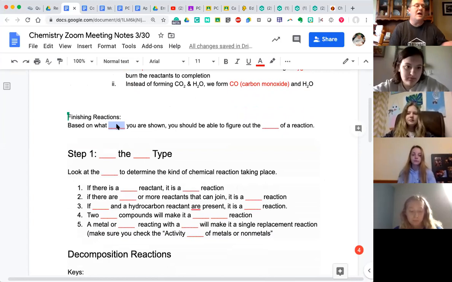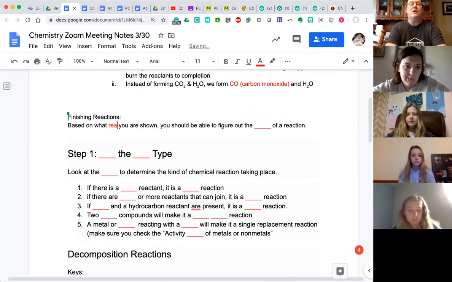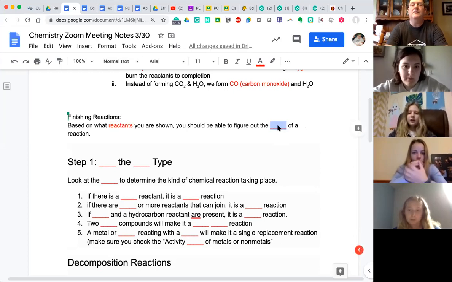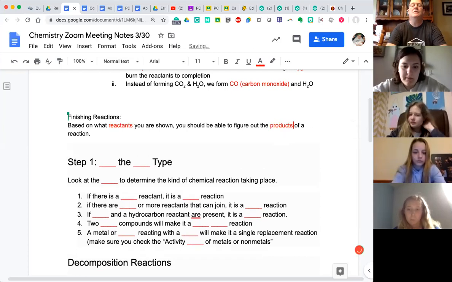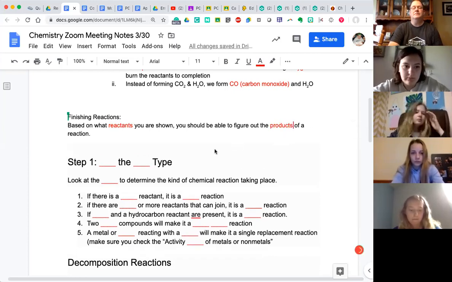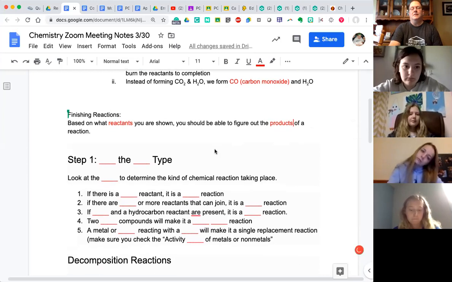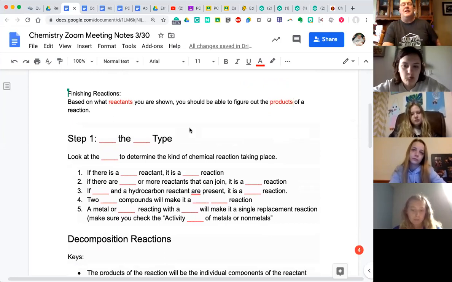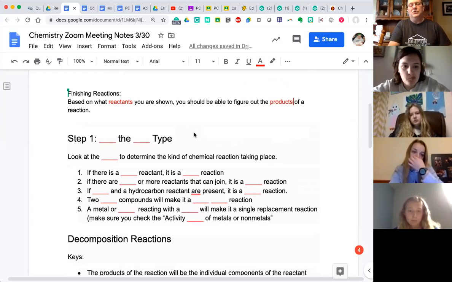All right, so what you're going to be asked to do is finish reactions. To finish a reaction, you have to look at the reactants you're shown. And what are the things on the right side of the arrow? Products. I was thinking I'd break this down into steps, but there's really only one step.